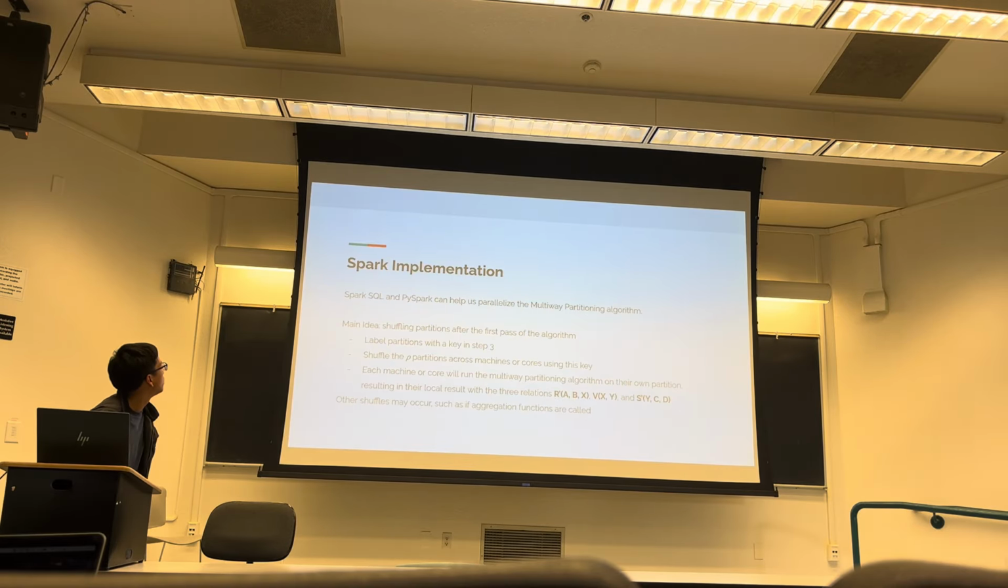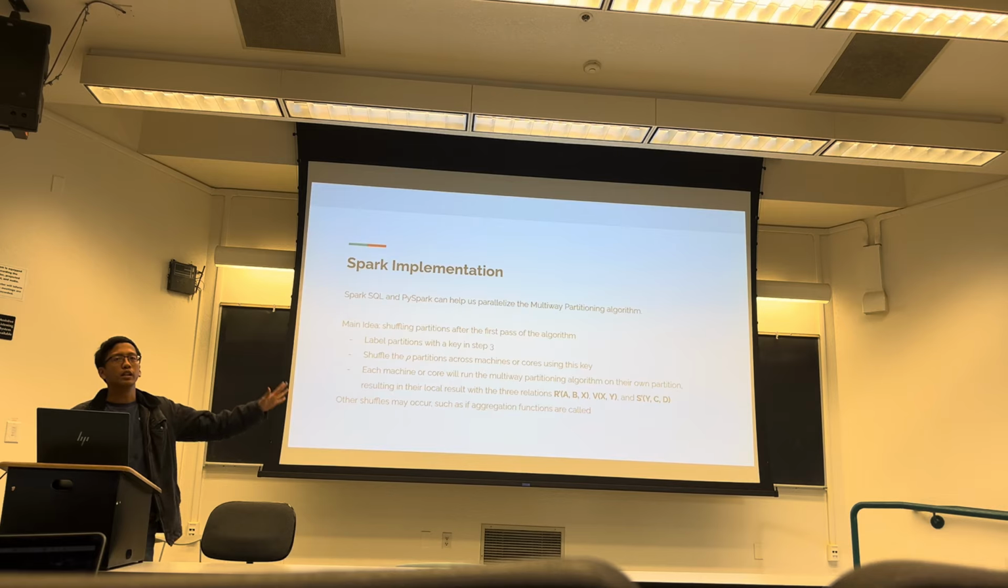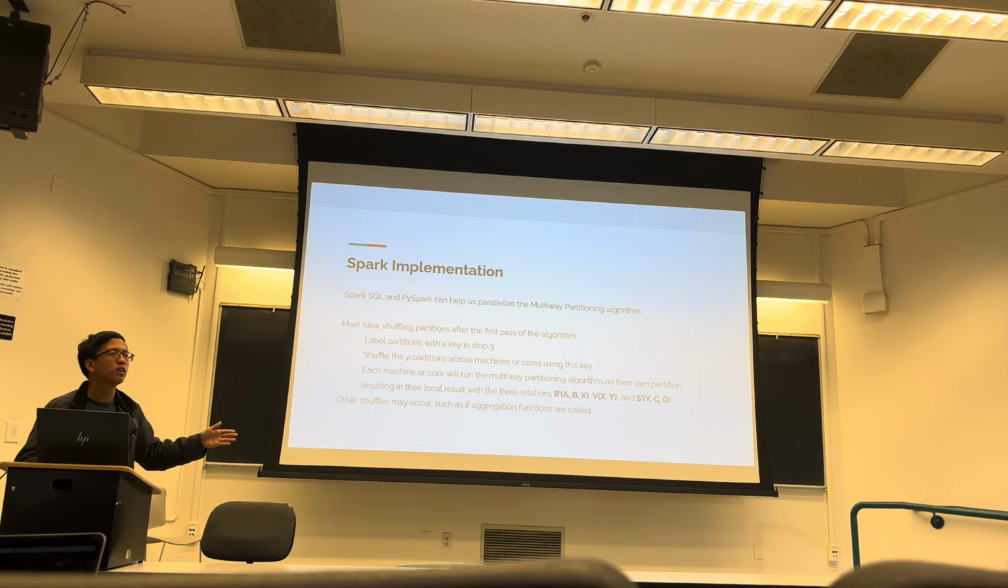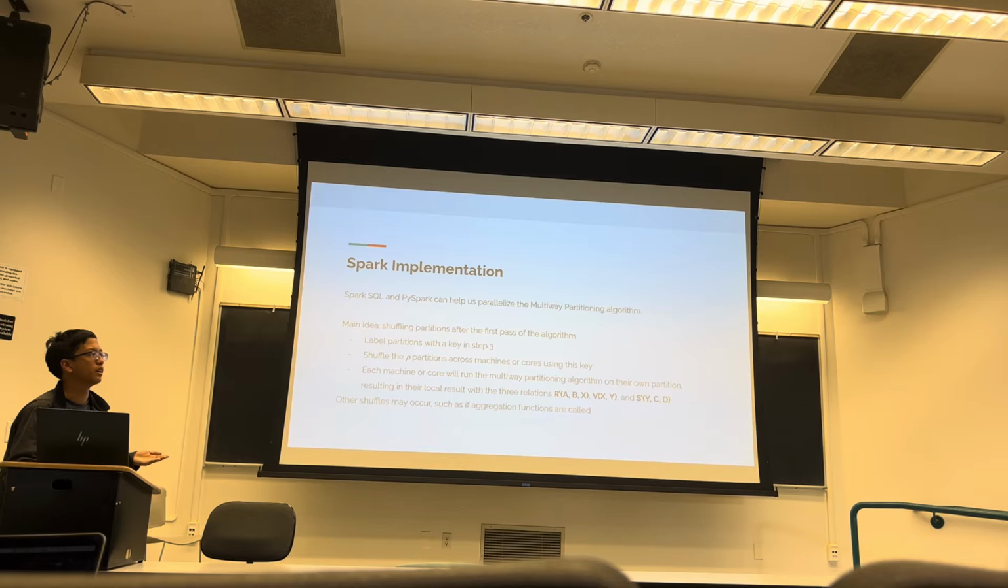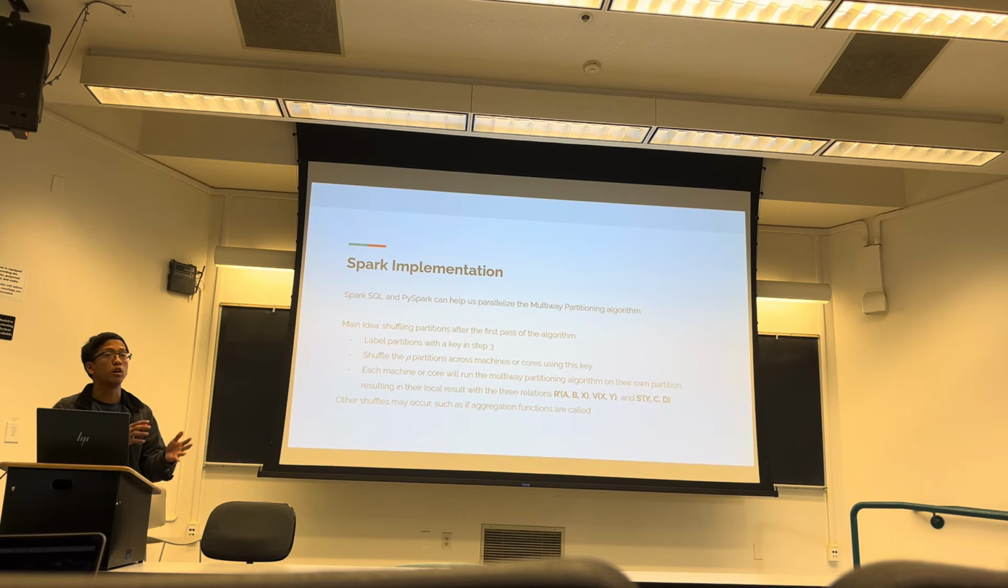That's the key shuffle that's happening here. There are probably going to be more shuffles happening as we group together and also do the fast counting algorithm, which has a group by operation, right? But that's the key part. Each of these machines or cores will end up running this and have their own local relations, which is what we want in order to do a fast counting algorithm.